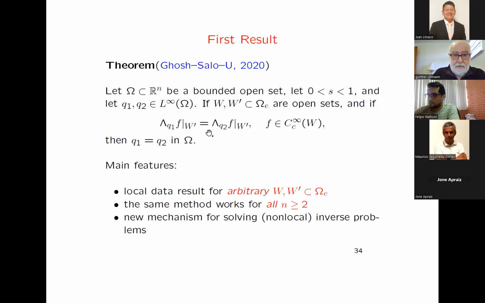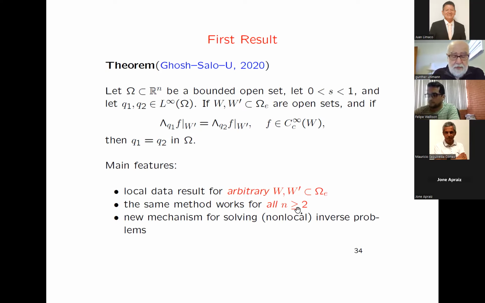Then the potentials are the same. And this is true for arbitrary potentials. And the same mechanism is true for all dimensions. I only talked about dimension 3 or higher before, but dimension 2 has to be treated differently. And this gives a new mechanism for solving non-local inverse problems. And the key difference, so then the non-locality in fact helps. This type of result, again, is not known for the linear case, partial data type problems, in dimension 3 or higher in particular.